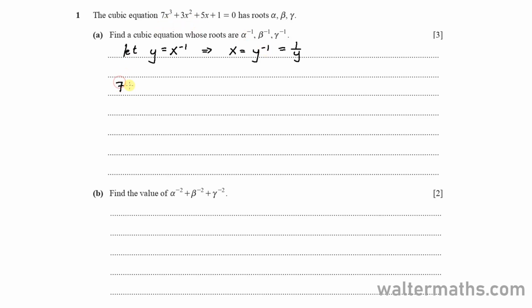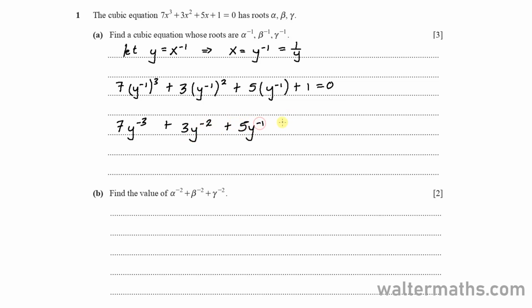So we'll be having 7 of y to the power minus 1 cubed plus 3 of y to the power minus 1 squared plus 5 of y to the power minus 1, and that's plus 1 equal to 0. So we have 7y to the power of minus 3 plus 3 of y to the power minus 2 plus 5 of y to the power minus 1 plus 1 equal to 0.